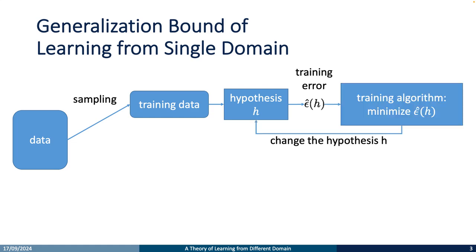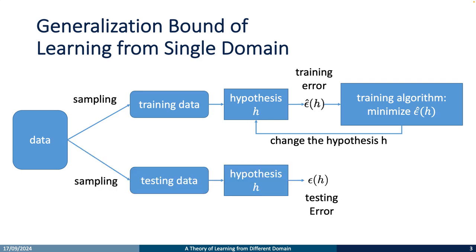To reduce this error, the training algorithm adjusts the hypothesis based on the features of the training data. However, the algorithm only sees the training data, not the entire data distribution. To assess how well the adjusted hypothesis performs on the full dataset, another sample, called the testing data, is drawn from the same dataset. The adjusted hypothesis is then evaluated on this testing data, and the error is denoted as epsilon h. The question is, can we achieve low testing error by reducing training error? Can the algorithm choose a hypothesis that generalizes well across the entire data distribution?